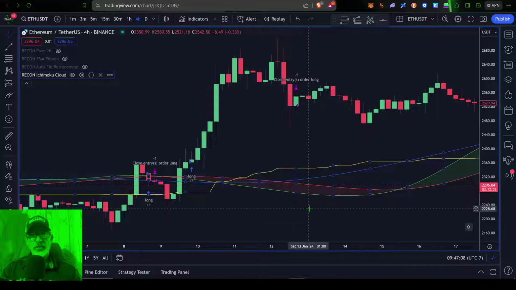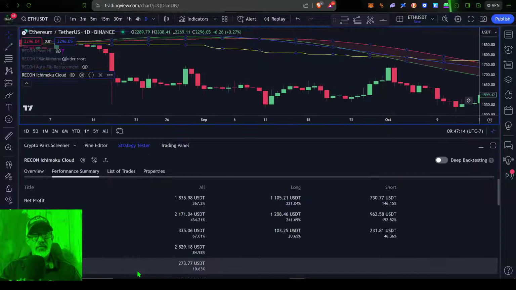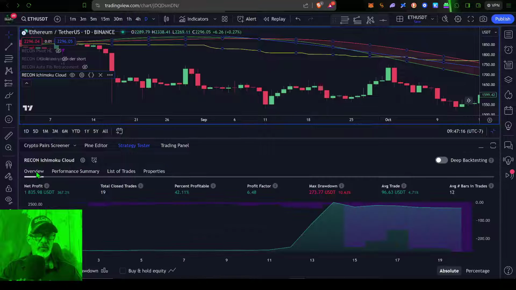You might also want to try different time frames, like click on the daily chart and then see if that increased your performance at all. In fact, it did not. It increased the profitability and the profit factor and really brought down the maximum drawdown, but the net profit was cut down to 367%. Again, I haven't spent any time fine-tuning this strategy on Ethereum.